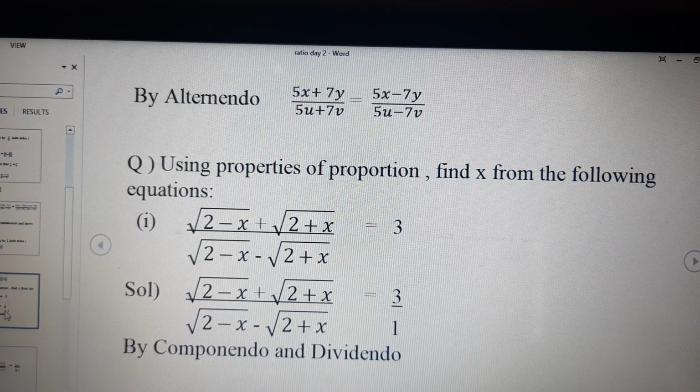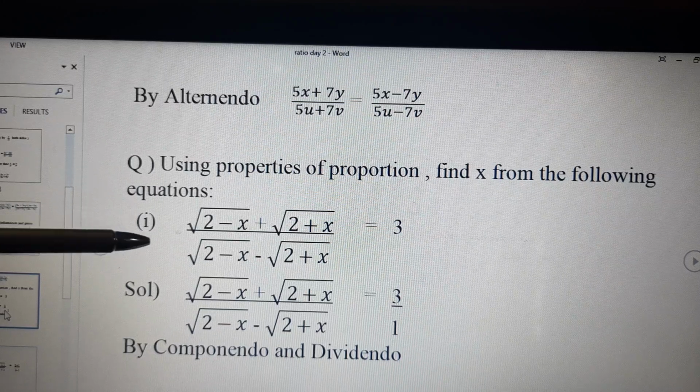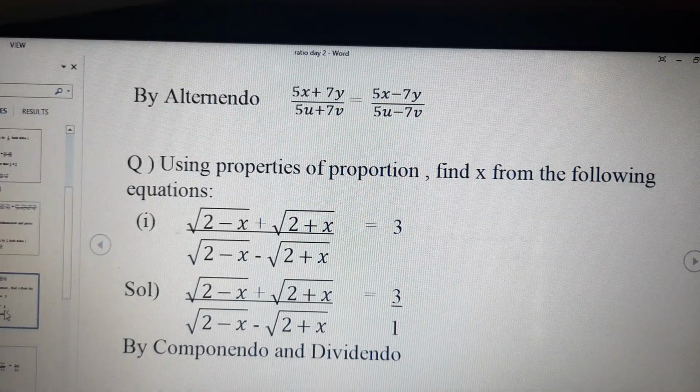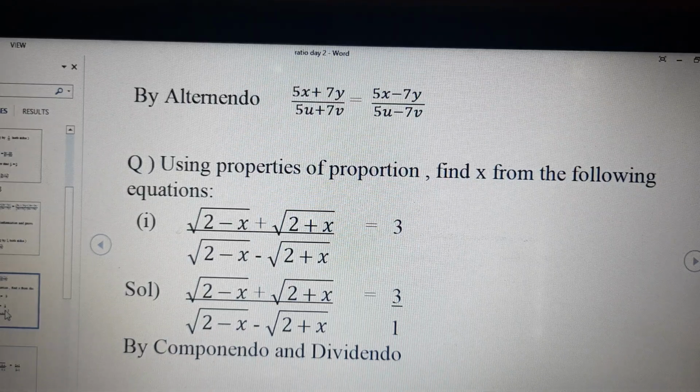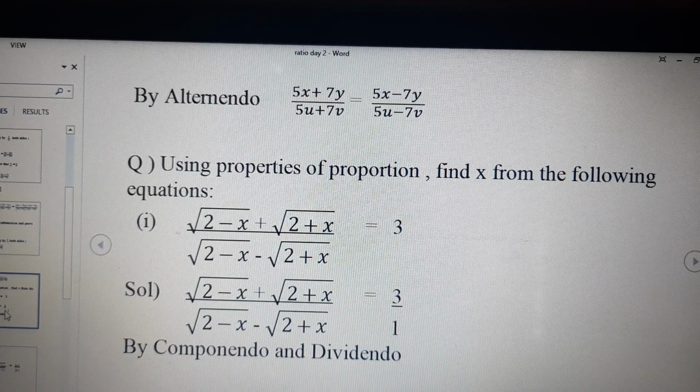If we square, we will have the 2ab term, since (a + b) whole square is a square plus b square plus 2ab. Because of the 2ab term, you will have 2 into root of (2 minus x) into root of (2 plus x), where x cannot be taken out from under the root sign, and it will be difficult to solve by that method. So what we can do is first simplify this equation.